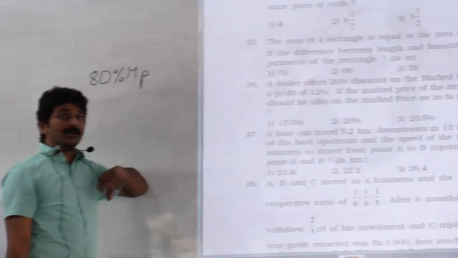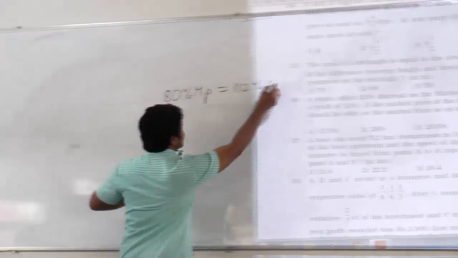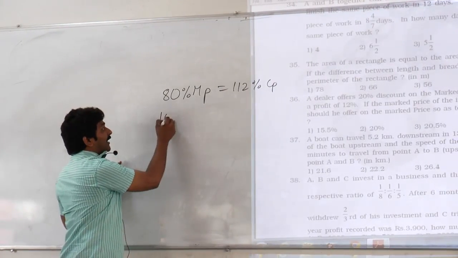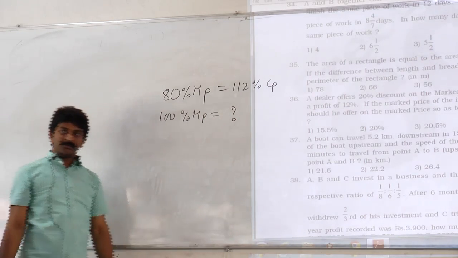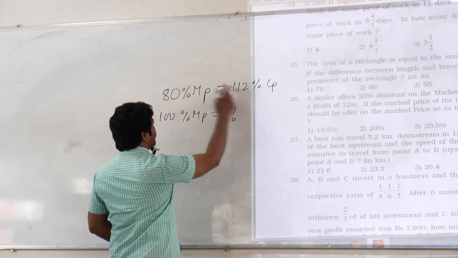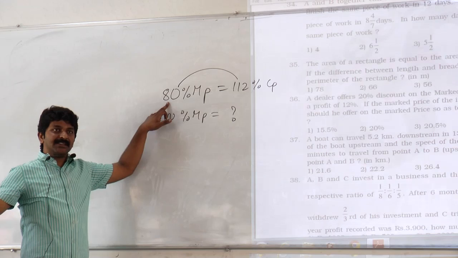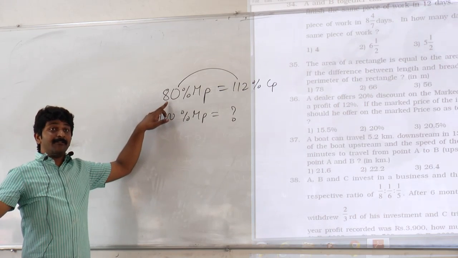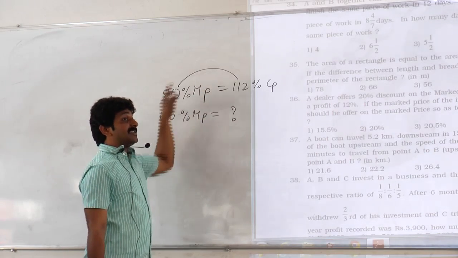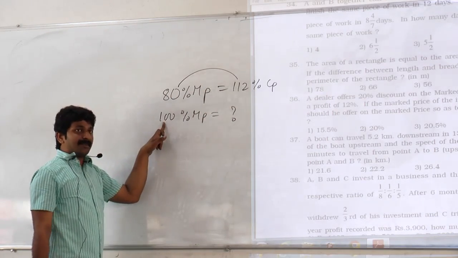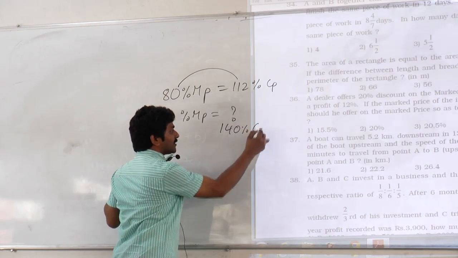12% profit is equal to 112% of cost price. So this is equal to 112% of cost price. And 100% of market price is equal to how much? This is what you need to know. 80 and 112. What is the difference here? 32. 10% of this? 8. 20%? 16. 40%? 32. So if it increases by 32, it increases by 40%. So increases by 40%, that becomes 140% of cost price.